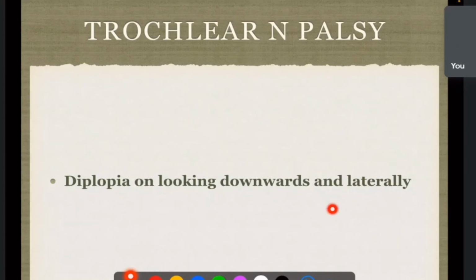So only when you look in that direction, there will be diplopia. Otherwise, if you look normally straight ahead, there will be no problem. Only when you try to copy, there will be diplopia. So those who have this trochlear nerve palsy cannot do copying. Copying becomes difficult. Now we'll see the abducent nerve.